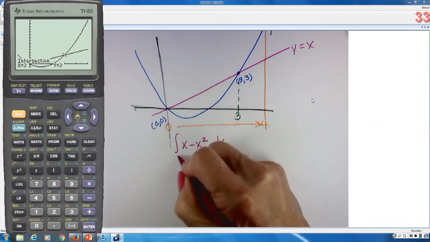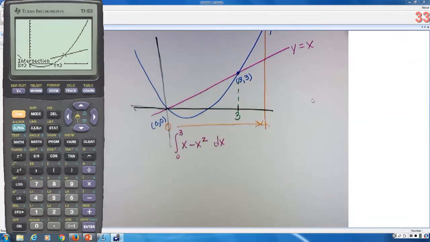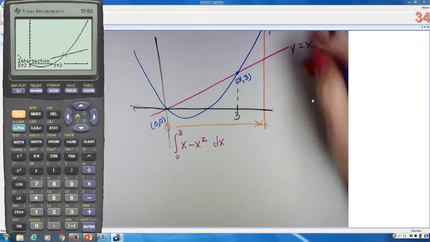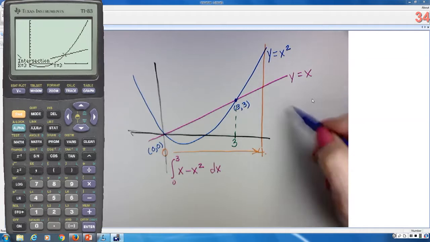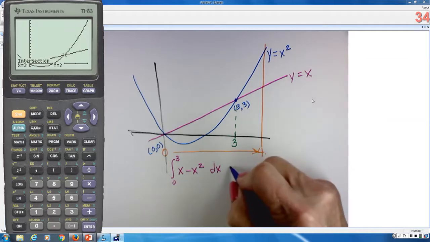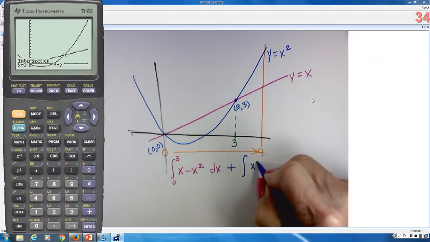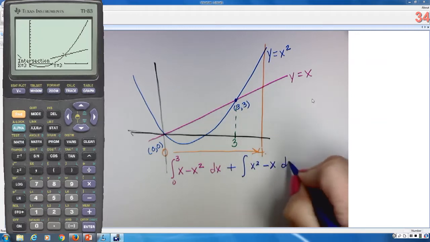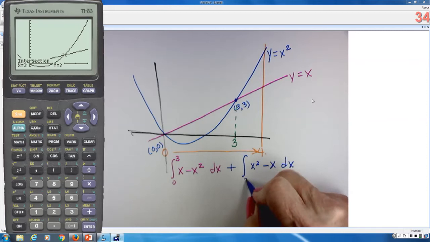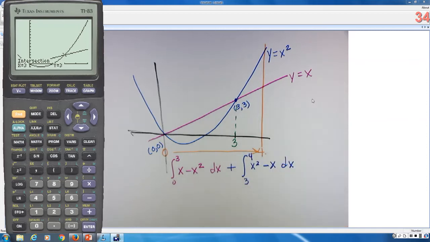And it's going to go from 0 to 3. But then after we pass 3, x squared's on top, and x is on the bottom. And that goes from 3 on to 4. So you've got two separate integrals that you're going to have to evaluate. Does it make sense why you have to do it that way?